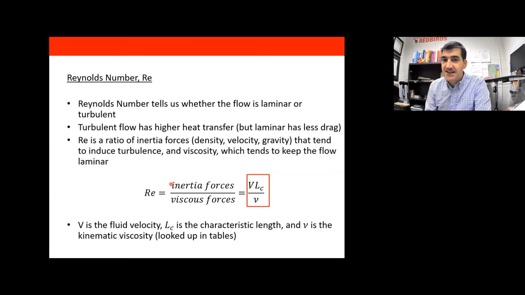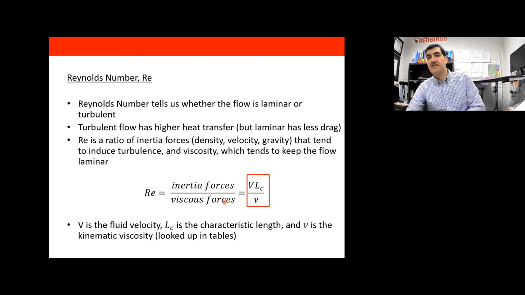On the other side, it's a ratio of that to viscous forces. Viscosity is mainly pretty much the only one there. And the viscous forces try to keep it laminar. For example, honey. Honey is a very viscous material. And you can imagine that it would be difficult to force honey to flow so fast that it becomes turbulent. It would be difficult to have honey become turbulent because its viscosity is so high. All right, so we have inertia forces divided by viscous forces.